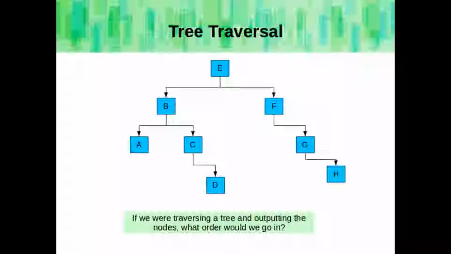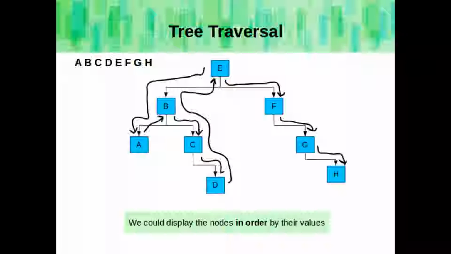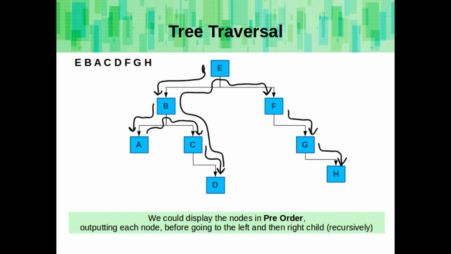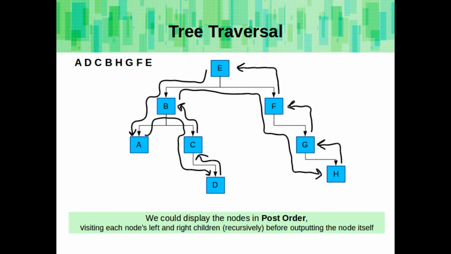If we were traversing a tree to output the nodes, or even to search it, what order would we go in? We could display the nodes in order by their values. We could display the nodes in pre-order, outputting each node before going to its left and then right child recursively. We could display the nodes in post-order, visiting each node's left and right children recursively before outputting the node itself.